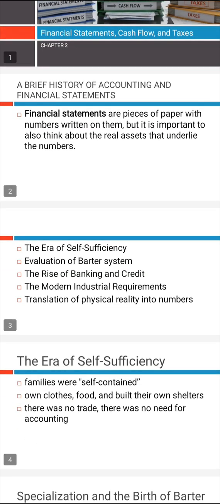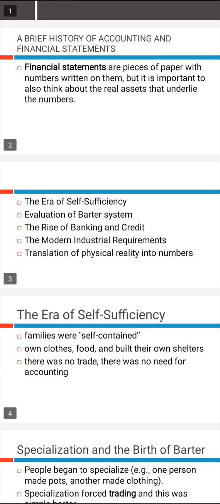And now we are giving a history of accounting. The history of accounting tells us about the era of self-sufficiency, evolution of the barter system, then the rise of banking and credit, modern industrial requirements, and translation of physical reality into numbers.